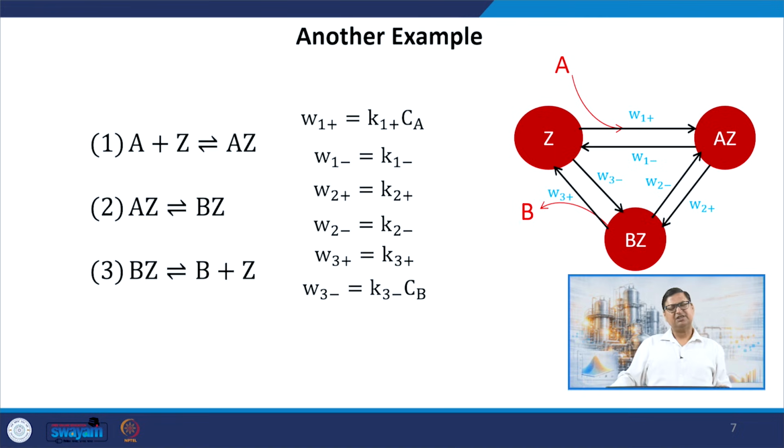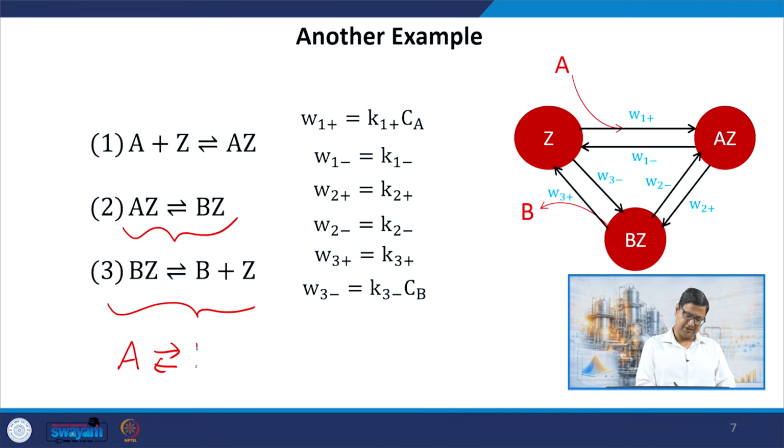Okay, so let us take one more example where we have a slightly more complicated reaction, where we have essentially 3 intermediates. Here the AZ can transform into BZ. It is some kind of isomerization chemical reaction. So we have one extra step, AZ becoming BZ, and then BZ decomposes into B plus Z. Again, the net reaction is A going to B, essentially an isomerization reaction, but it is happening in 3 steps. First, A gets adsorbed on an active site.